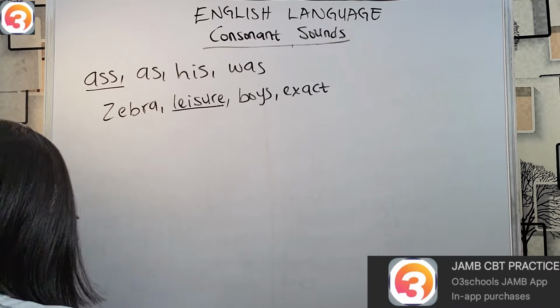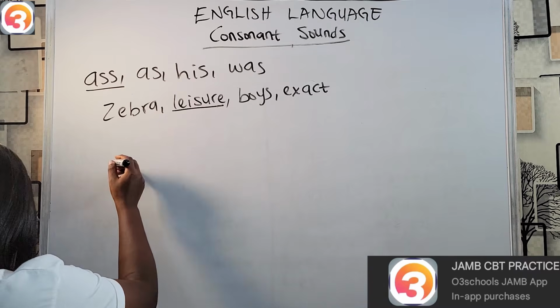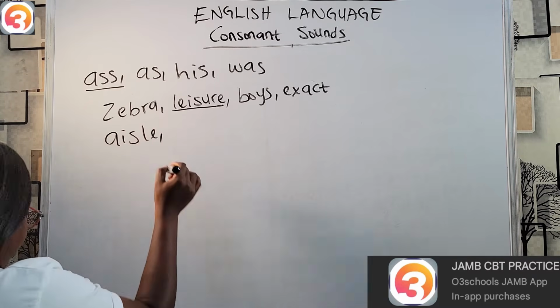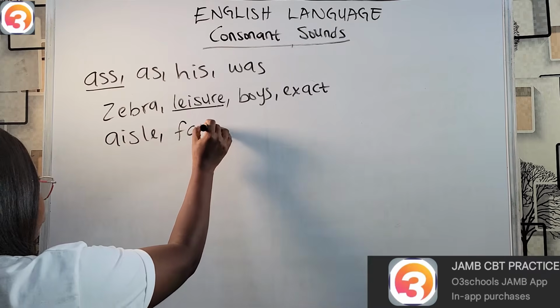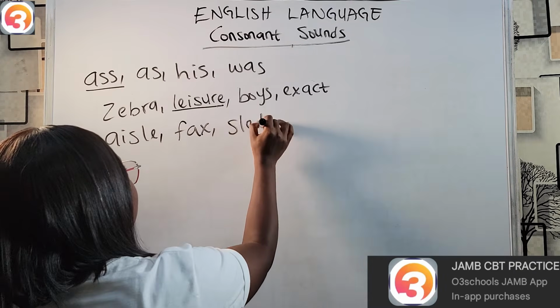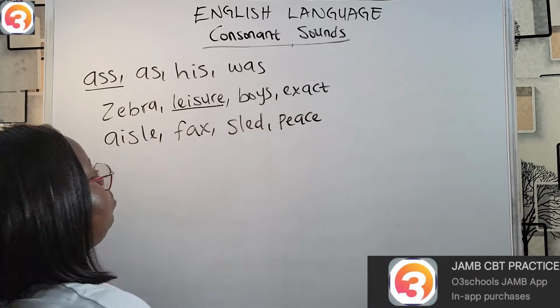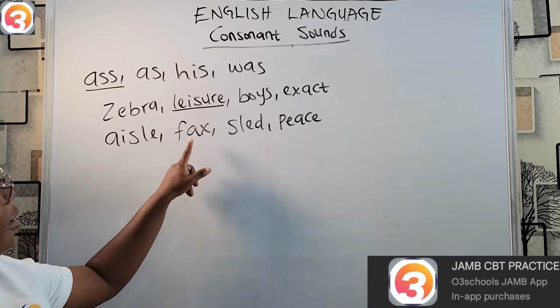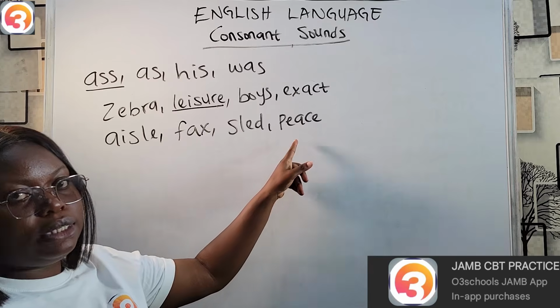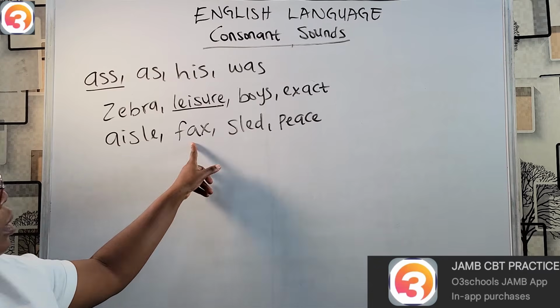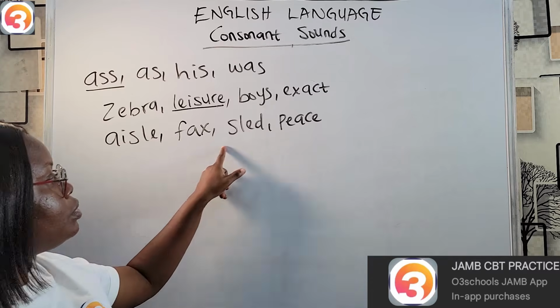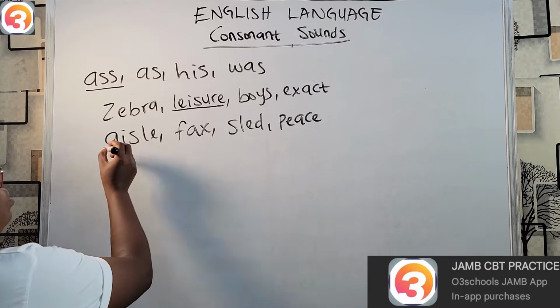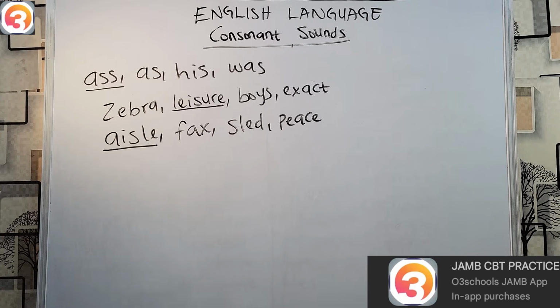So let's see and check for the odd word out. We pronounce this: aisle, fax, sled, piece. We can see this sound in here, here, here. These three words contain this sound, but this one doesn't have it, so it becomes our odd one out. Though there's S in that word, the S is not there. In this word, S is silent.